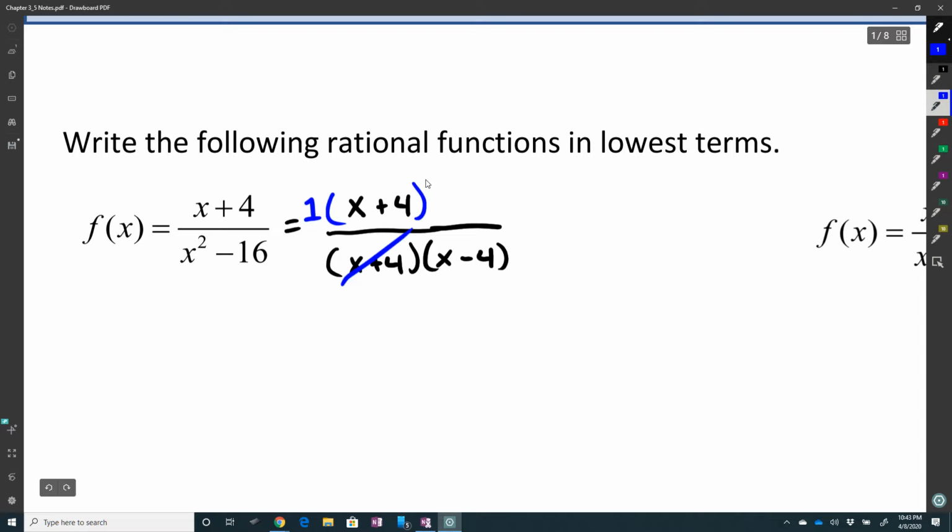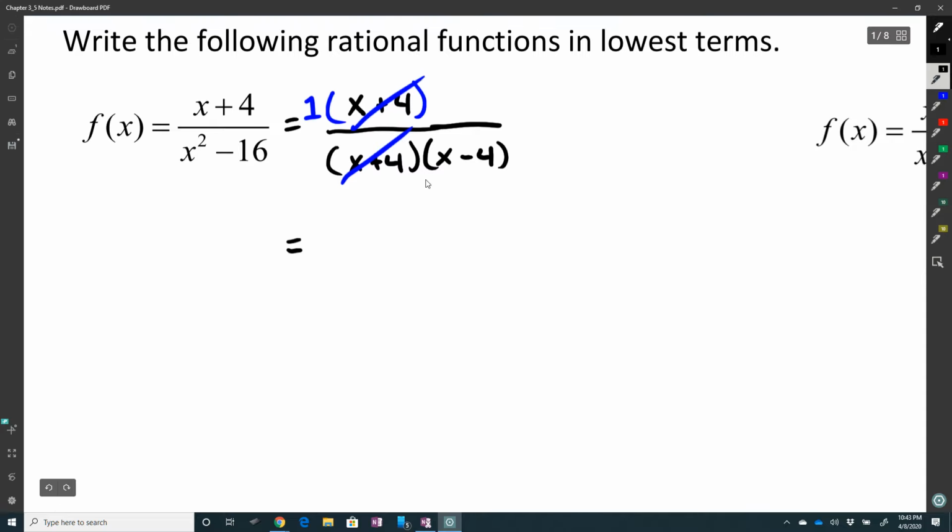Okay, so these cancel. And notice that there's still a 1 on top, and you have 1 over x minus 4. And now we have our lowest terms.